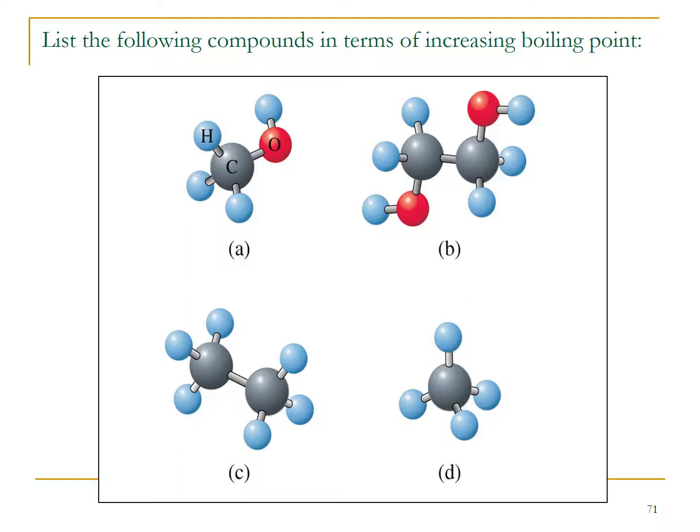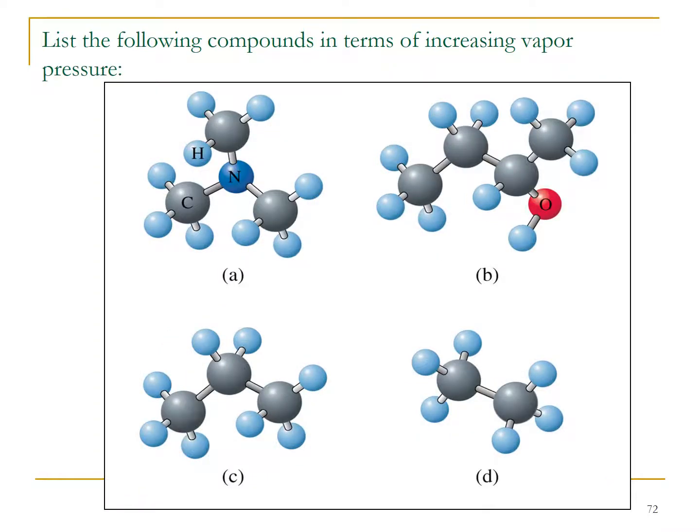So probably the highest boiling point is going to be B because it's got two places where hydrogen bonding is occurring. A will be below that because it also has hydrogen bonding. C and D are both nonpolar, so those should have the lowest boiling points. And then because they're both nonpolar, now we look at size, and so D will have a lower boiling point than C. So if we're doing increasing boiling point, we would have to say D is the lowest, then C, then A, then B.